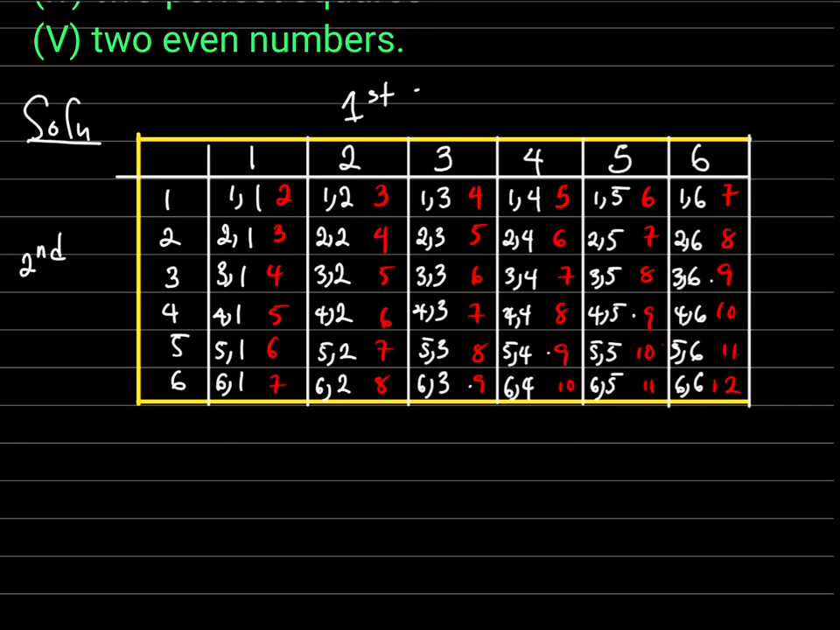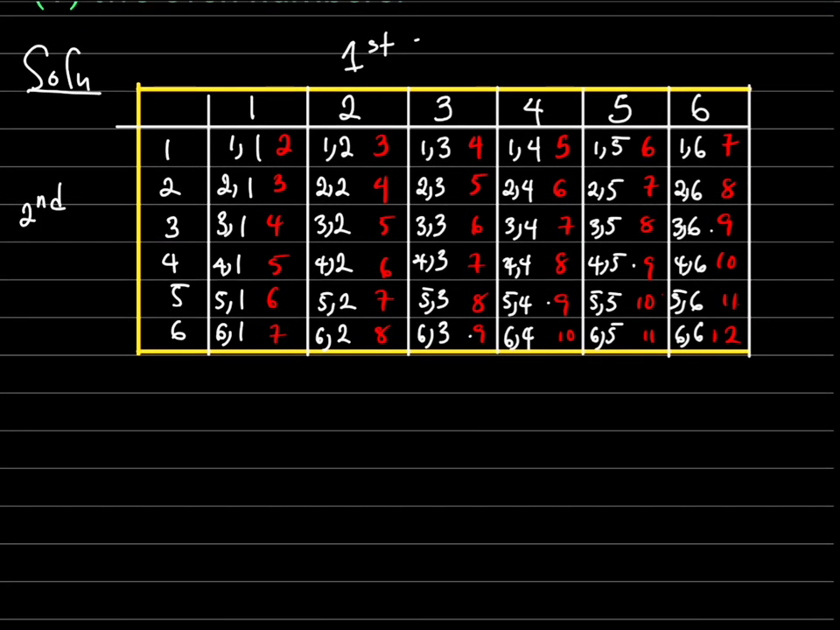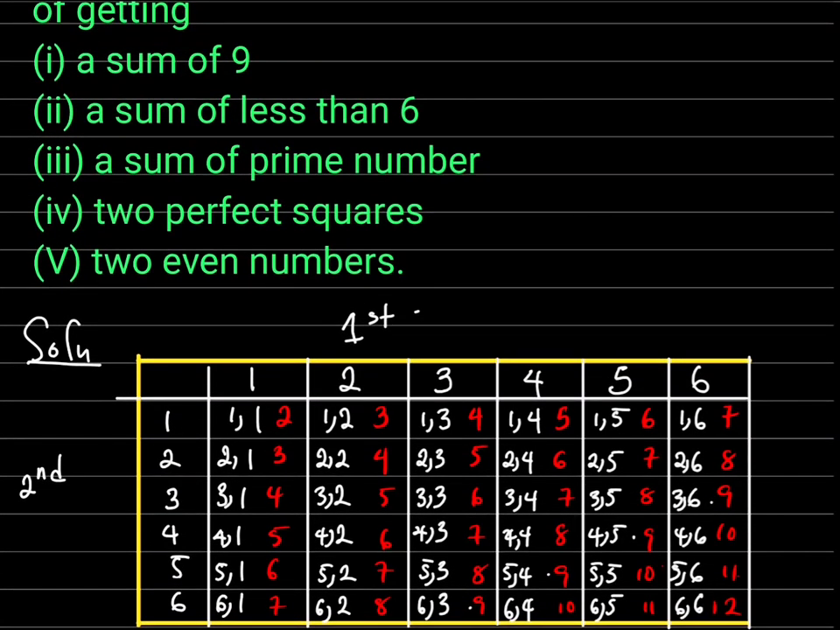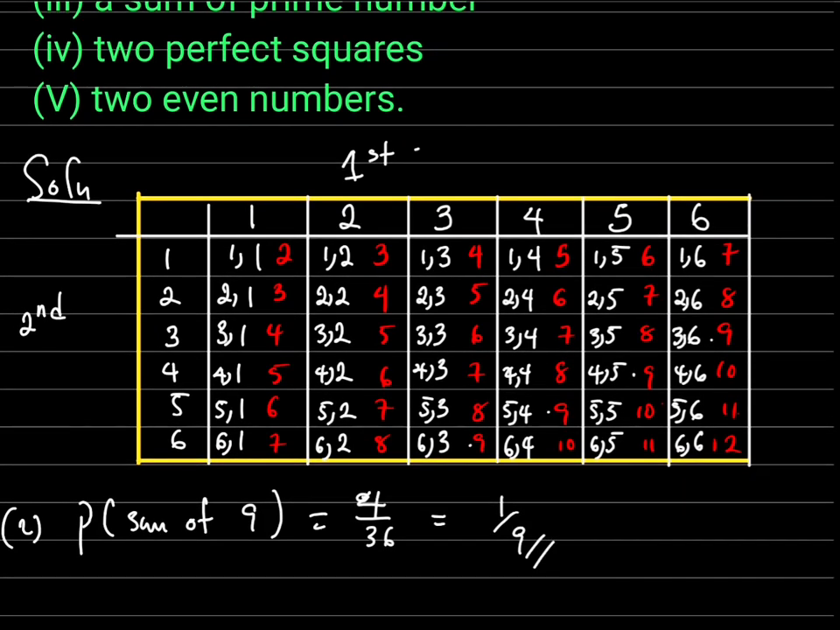Out of what? Out of 36. So we have 4 that will give us a sum of 9 out of 36. So Roman figure 1, the probability of a sum of 9 will be 4 over 36, which is 1 over 9. It's as simple as that. No problems. Very easy. Then let's go. The next one says a sum of less than 6. So we have to come to this place.